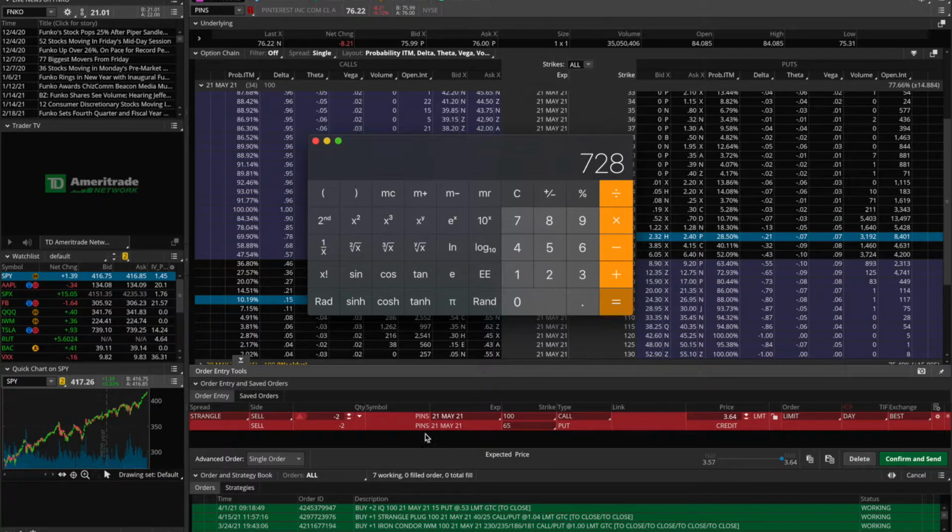So for example, come May 21st, if Pinterest explodes and ends up above $100 per share, above my call strike here, that means I'll have to sell 200 shares of Pinterest stock at a price of $100 per share.